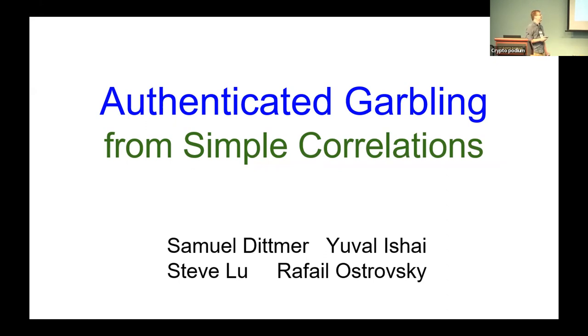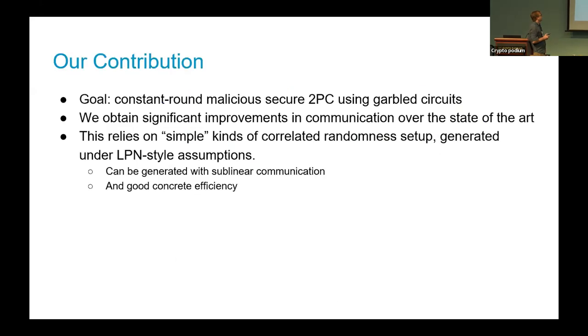Joint work with Yuval Ishai, Steve Liu, and Rafi Ostrovsky. My mic is working, and this is authenticated garbling from simple correlations. Our goal in this work is concretely efficient, constant round, malicious two-party computation built off of garbled circuits. And we make significant improvements over the state-of-the-art work based on authenticated garbling using what we call simple kinds of correlated randomness. This means stuff that can be silently generated with sublinear communication and concrete efficiency.